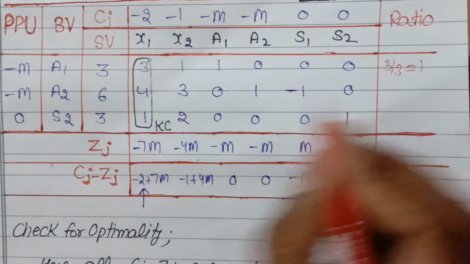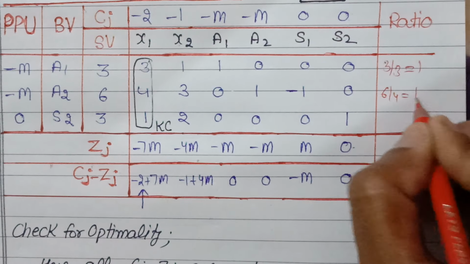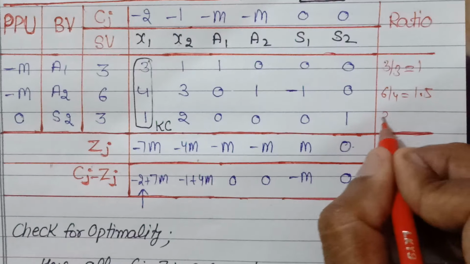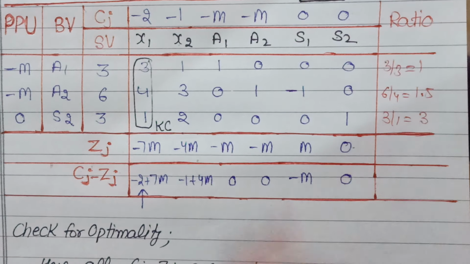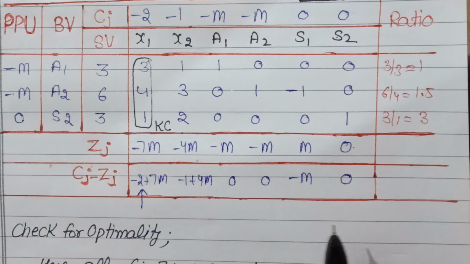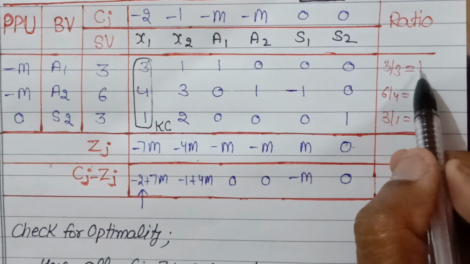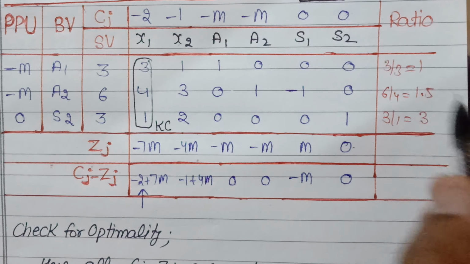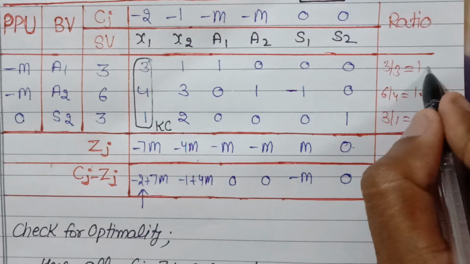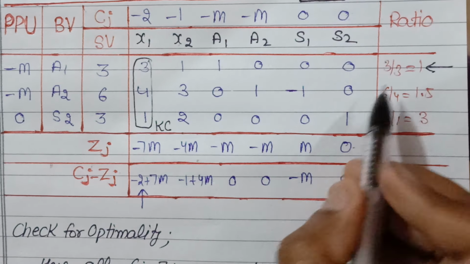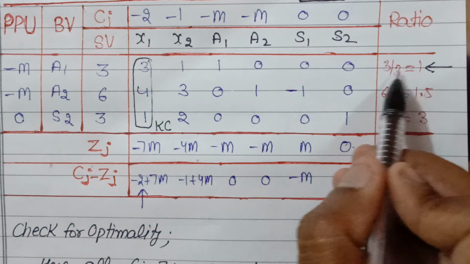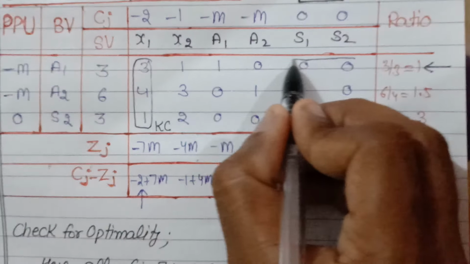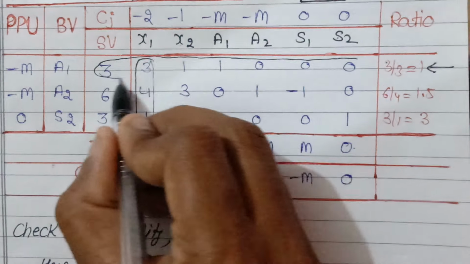If you divide this 6 by 4, the value will come out 1.5, and if you divide 3 by 1, the value is 3. From these different ratios, we have to choose the minimum value. Here you will see that this one is the minimum value, so the row in front of this value will be the key row. So now let us mark this row as the key row.